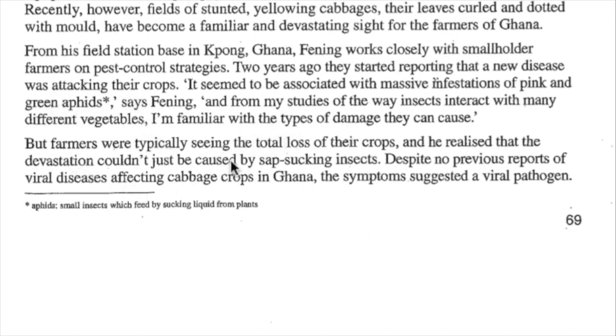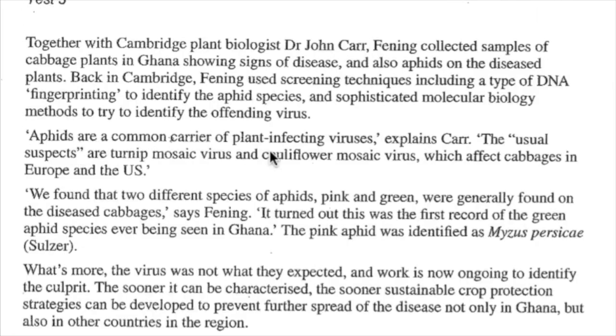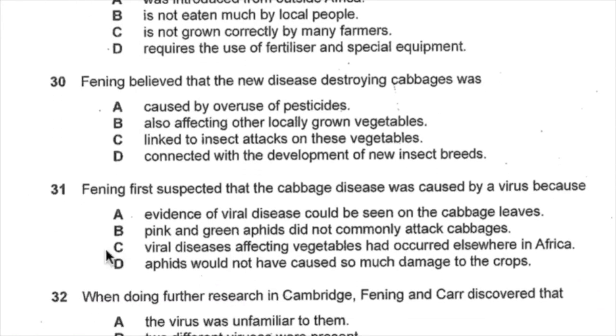But farmers were typically seeing the loss of their crops, and he realized that the devastation couldn't be just caused by sap-sucking insects. Despite no previous reports of viral diseases affecting cabbage crops in Ghana, the symptoms suggested a viral pathogen. He said aphids are a common carrier of plant-infecting viruses. They had some viruses in them, aphids had. The usual suspects are turnip mosaic virus and cauliflower mosaic virus, which affect cabbages. It was definitely not elsewhere. So C is definitely not the answer.